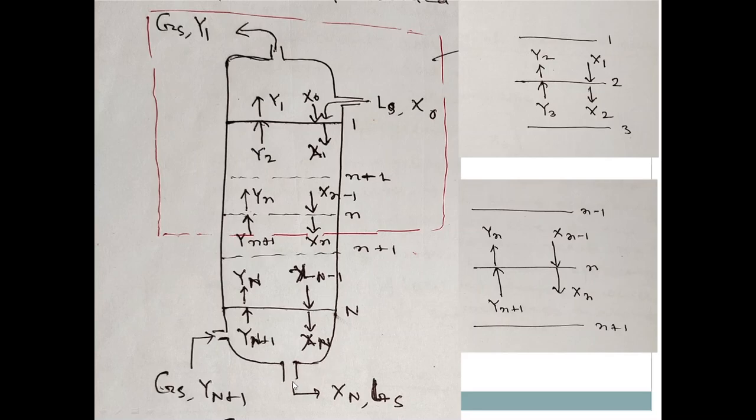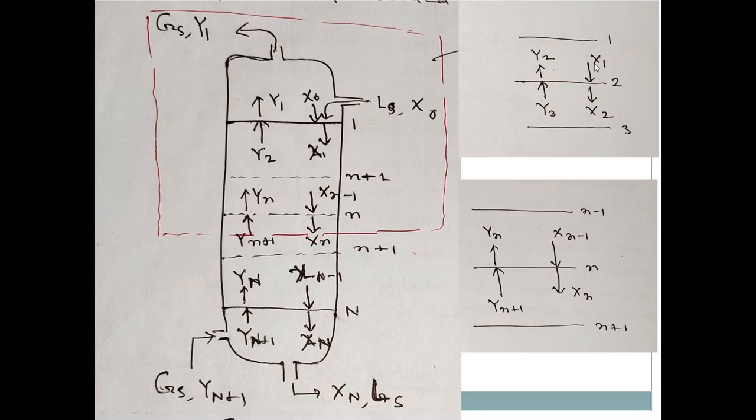Now this is the thing. You have the first tray, the second tray, then the nth tray, 1, 2, 3 up to capital N. Let's take stage 2, or tray 2. From the top, x1 is coming, and from the bottom, from stage 3, what is coming out is y3.